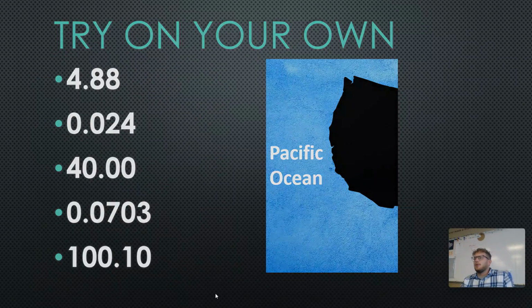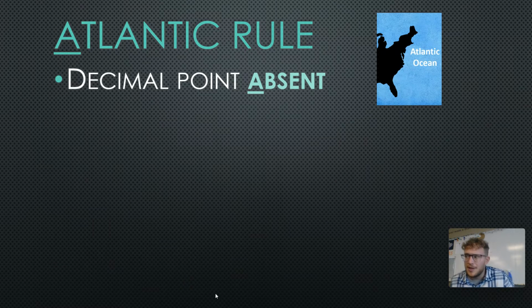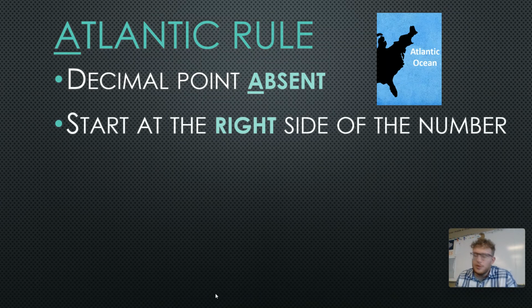So I wonder what the Atlantic rule is. The Atlantic rule is when the decimal point is absent. If you're not present, you're absent. So the Atlantic rule: Atlantic starts with A, absent starts with A, Atlantic absent. You just do the opposite.